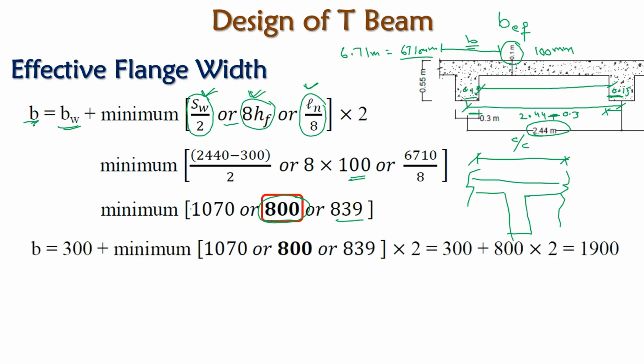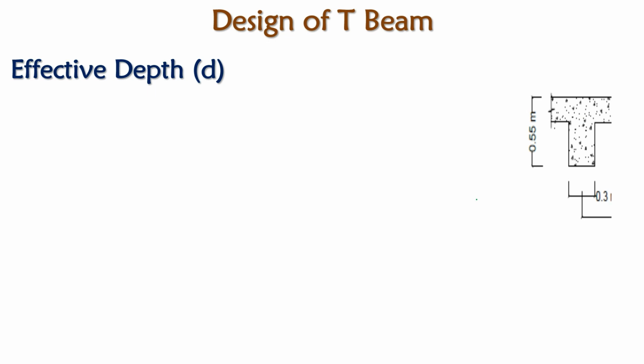So simply B will be equal to 300, BW. What is BW here? This is the breadth of web. This is 300 millimeters plus the minimum of these. The minimum is 800, times 2 from the formula, because a flange is located on both sides of the web. So for this purpose, we multiply this minimum value by 2. So 800 times 2 gives 1900, meaning the effective flange width is 1900. B is equal to 1900 millimeters.